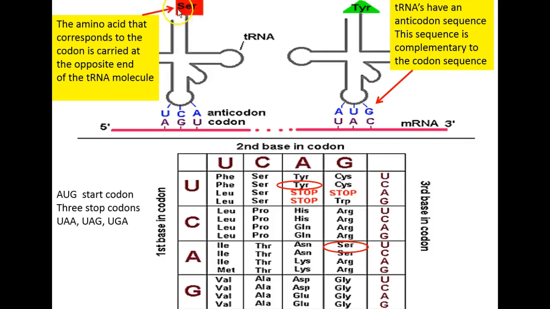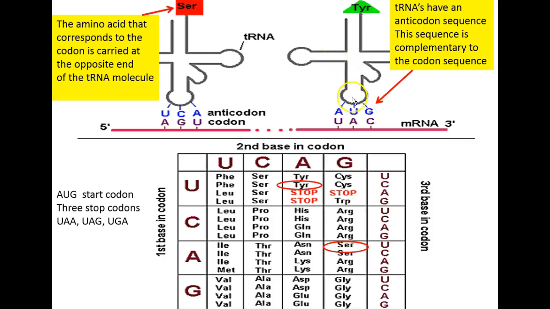At the other end of the molecule, the amino acid that corresponds to the codon will be attached to the tRNA. So the tRNA with an anticodon UCA that corresponds to the codon AGU will have attached a serine at its other end. When you look at the genetic code, one of the codons for serine is AGU. The tRNA with the anticodon UCA can base pair with AGU. The tRNA with the anticodon UCA will always have a serine attached at its other end, thus matching the codon with its corresponding amino acid.